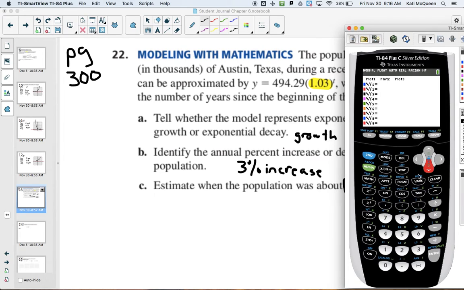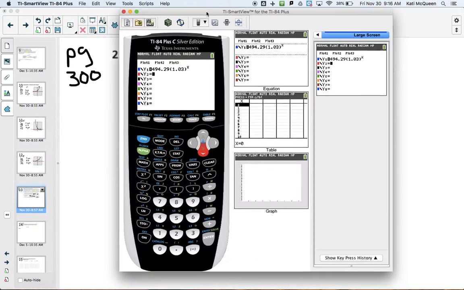So we have 494.29, 1.03 to the power of x. Okay, and then, nope, that's it for now.